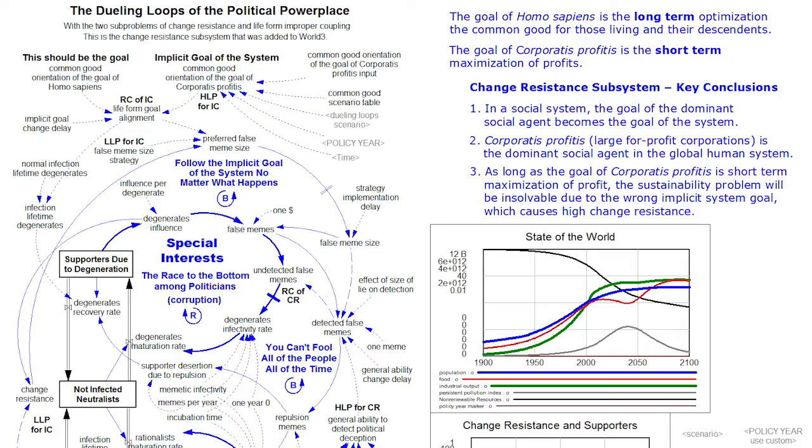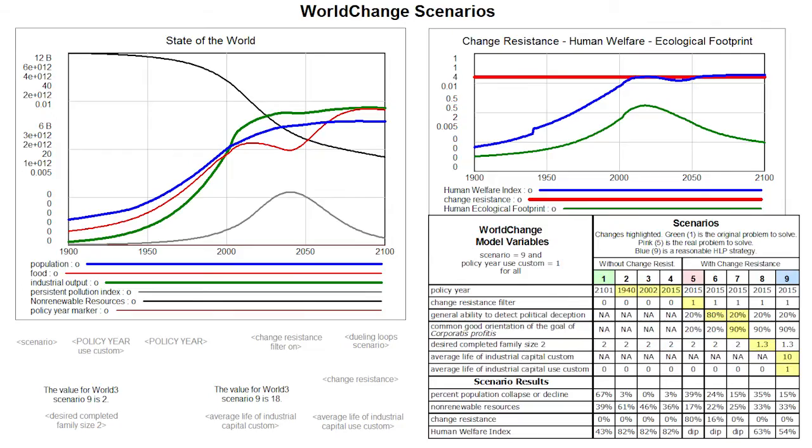Let's move on to see how the WorldChange model works. We've taken the change-resistant subsystem shown here and added it to World 3. Here's what it looks like. We've made several changes to the World 3 model. None affect its basic behavior. One change is the scenario variable. This lets you instantly select the scenario to run.